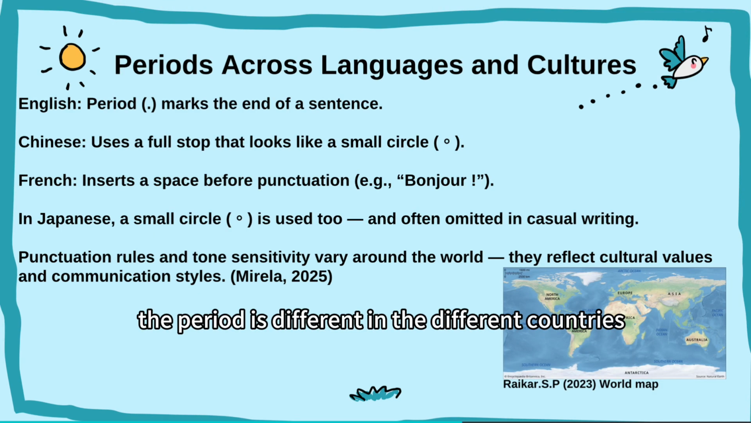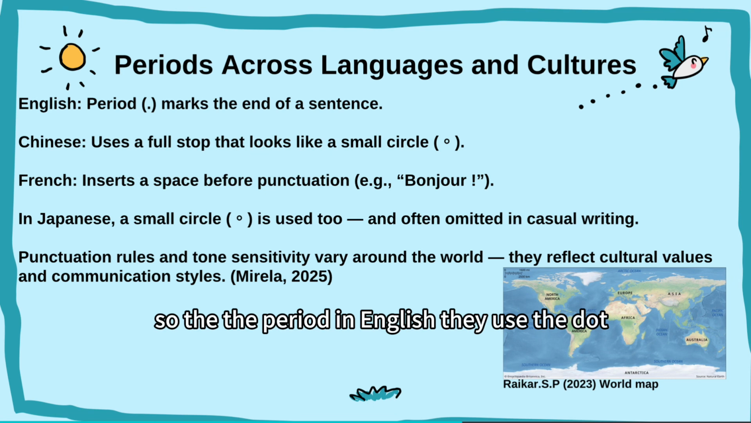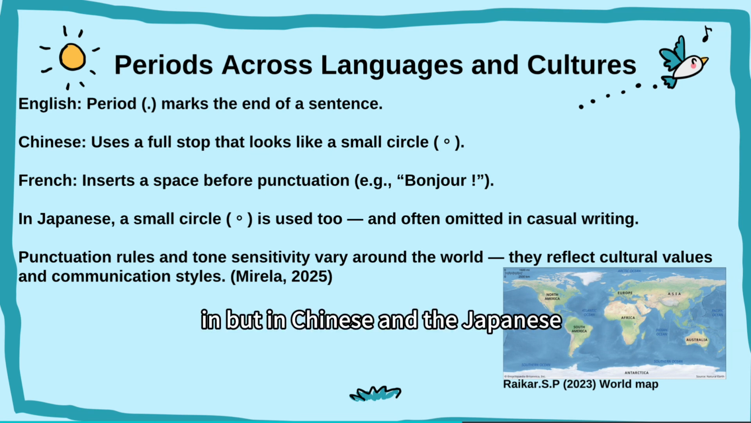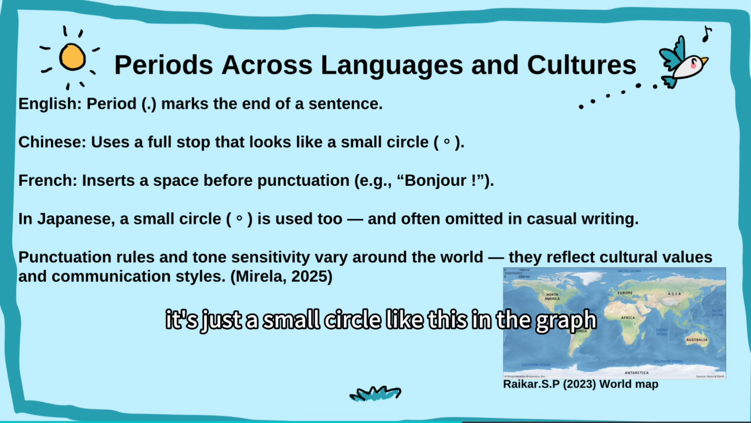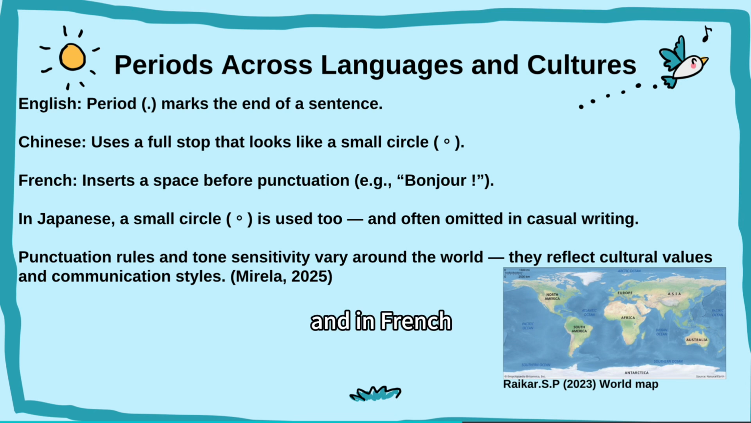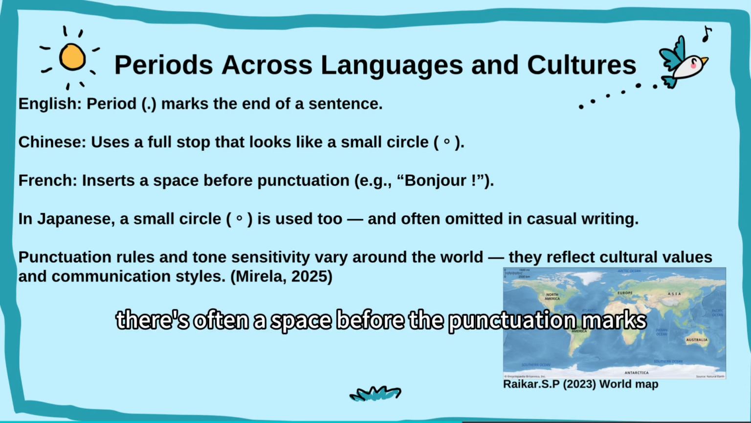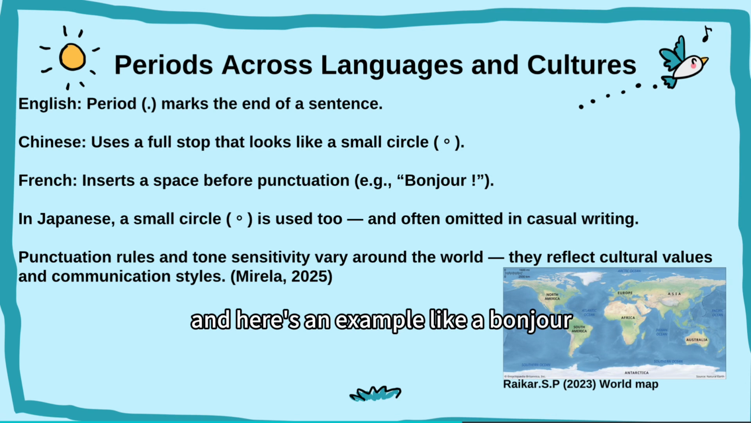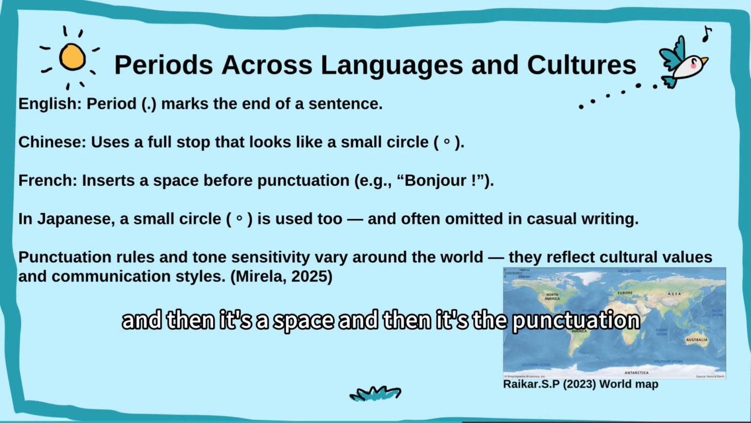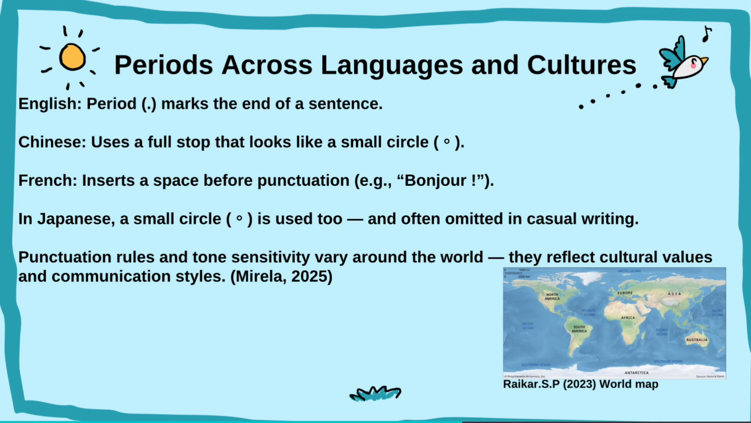The period is different in different countries. In English, they use a dot, but in Chinese and Japanese, it's just a small circle, like this in the graph. And in French, there's often a space before the punctuation marks. Here's an example: bonjour, then a space, and then the punctuation.